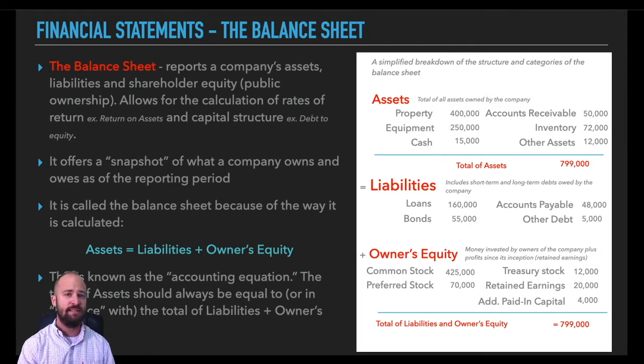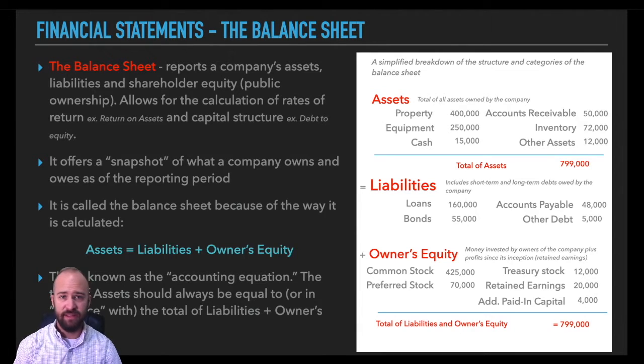So whereas the income statement and the statement of cash flows are focused on telling us what came in and out of a company during a certain accounting period, the balance sheet gives us a snapshot of what a company owns and how much it owes at a given point in time. Now, it's referred to as the balance sheet because it's an equation that's literally always balanced. So it takes assets and sets them equal to liabilities plus owner's equity. So the total amount of assets that a company owns will always be in balance with the total of its liabilities and owner's equity together.